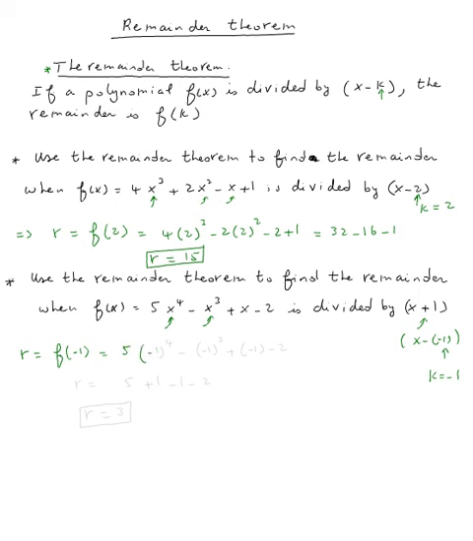So that would be 5 times negative 1 to the fourth minus negative 1 cubed plus negative 1 minus 2. So our remainder is 5 minus minus 1, which is plus 1, minus 1 minus 2. So the remainder is 1 minus 1 is 0, 5 minus 2 is 3. So the remainder will be 3. And that's it for these examples.